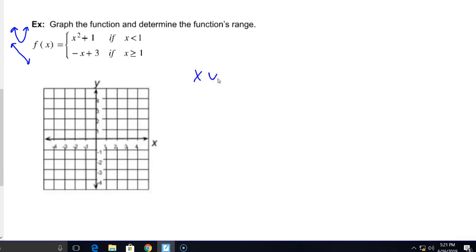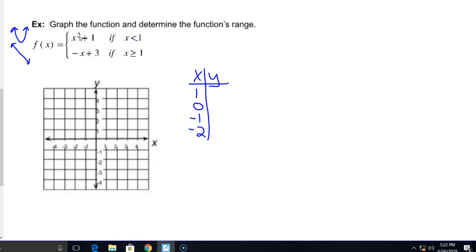So I'm going to start with a t-chart. I'm going to choose values for this parabola for x values that are less than 1. Now, it's not equal to, but again, I want you to put that 1 in there because we're going to do an open circle at that point. So I'm going to choose values that are less than that. So 1, 0, negative 1, negative 2. Let's see if we can find our parabola that way.